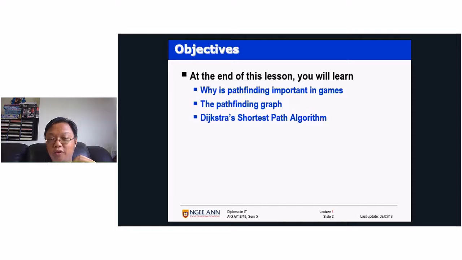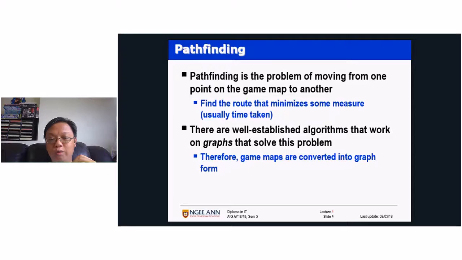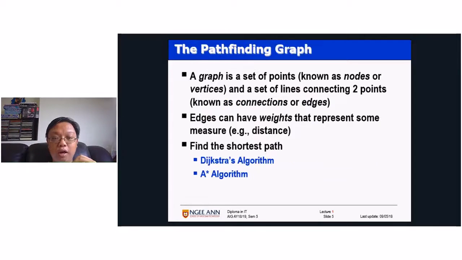Pathfinding graph, shortest path. Why pathfinding is pretty straightforward: you need people to walk from one place to another without getting blocked. The most important thing about pathfinding in games is that it's usually done on what is known as a pathfinding graph, and a graph is nothing more than a set of points, known as nodes or vertices, and a set of lines connecting the two points.